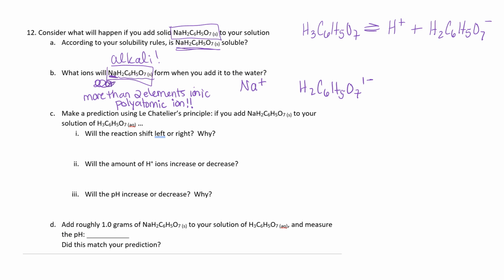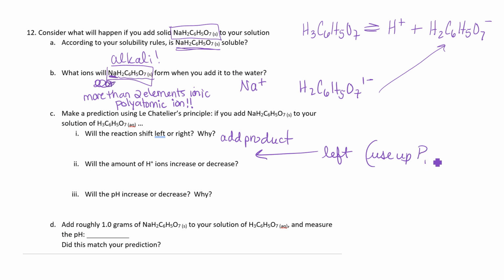And then when I do that, I might notice, hey, this is actually the same ion that is up here in this equilibrium system. So when I add this solid to the solution, really I'm adding this H2C6H5O7 ion, which is a product. So you are going to be adding product. And when you add product, the reaction is going to shift left to use up that excess product. So shifting left means using up product and making reactant. And if we're using up product, that means we are using up H+. So our H+ ions are going to decrease.